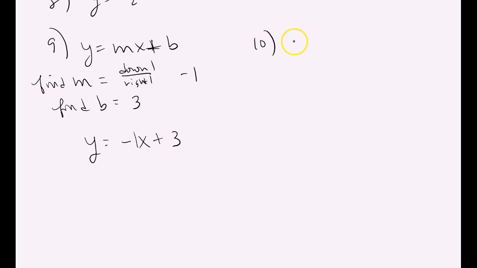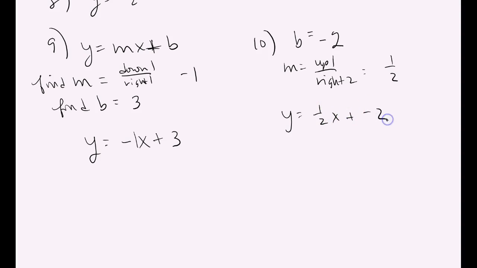Number 10, same thing. We're going to look for my y-intercept, it's really easy. I'm staring at it, so let me write that down. The y-intercept is -2. That's where we cross the axis. And then it looks like it goes up 1 and over 2. So if you're going up 1 and over 2, then that means your slope is 1/2. So y equals 1/2 x plus -2, or you could just say minus 2.